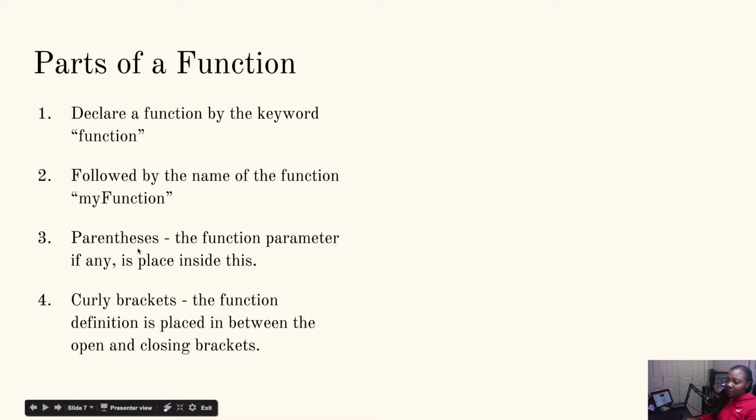Then you're going to have your parentheses, and the function parameter, if any, is placed inside of this. Some functions can have a parameter and some functions don't. It depends on your recipe, or it depends on your procedure, right? Then curly brackets. After the parentheses, we do an open and close curly bracket. The function definition is placed in between the opening and closing brackets. That's basically what differentiates a function from another function, not just the name, but what it does. All right, so we're done with the technical part.